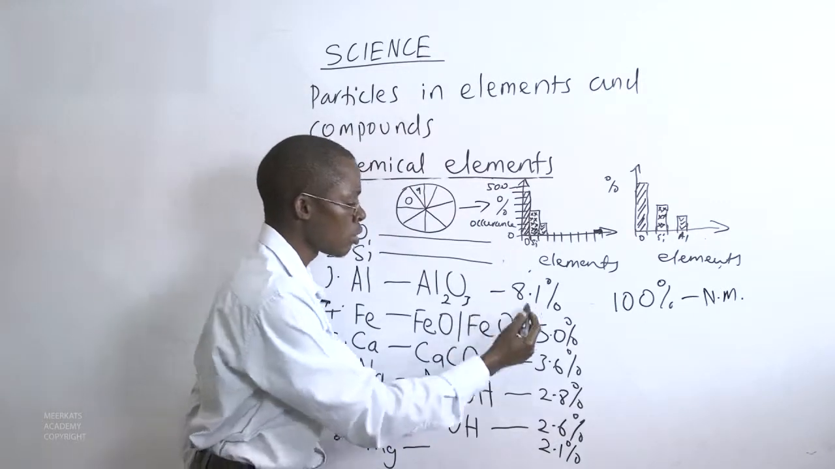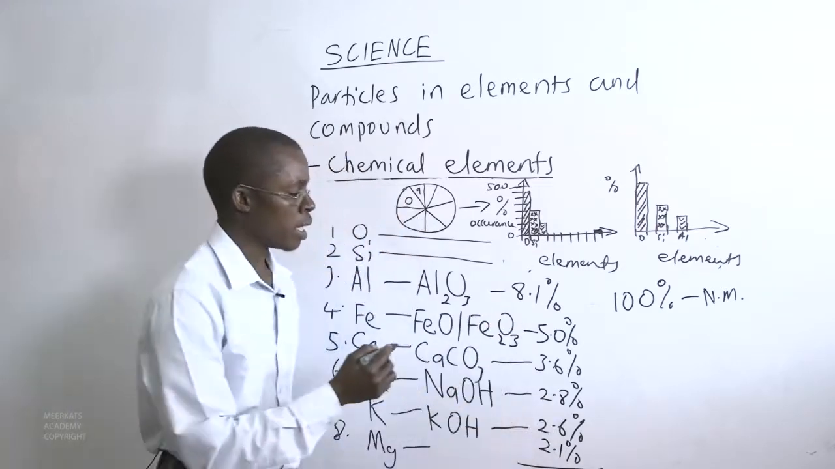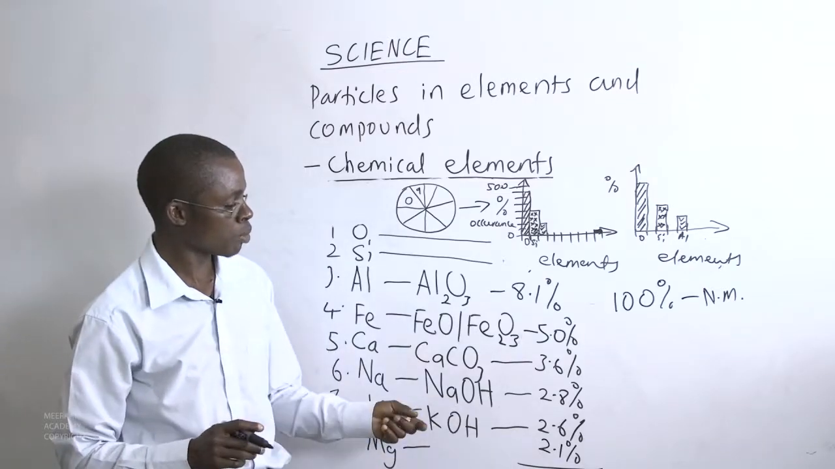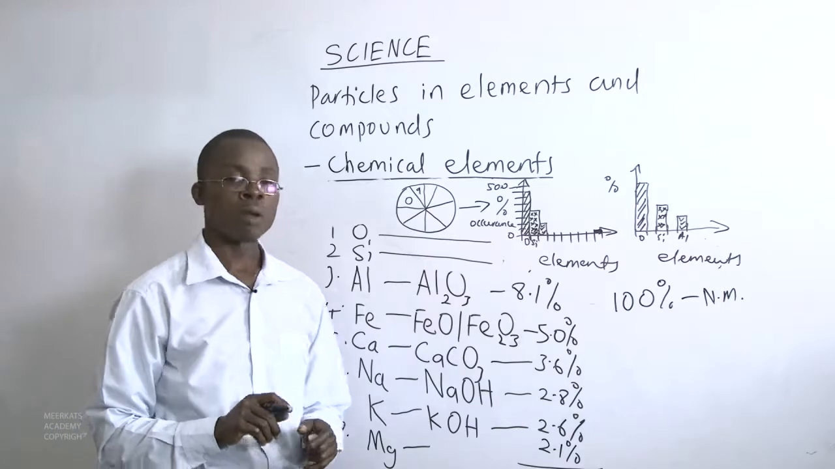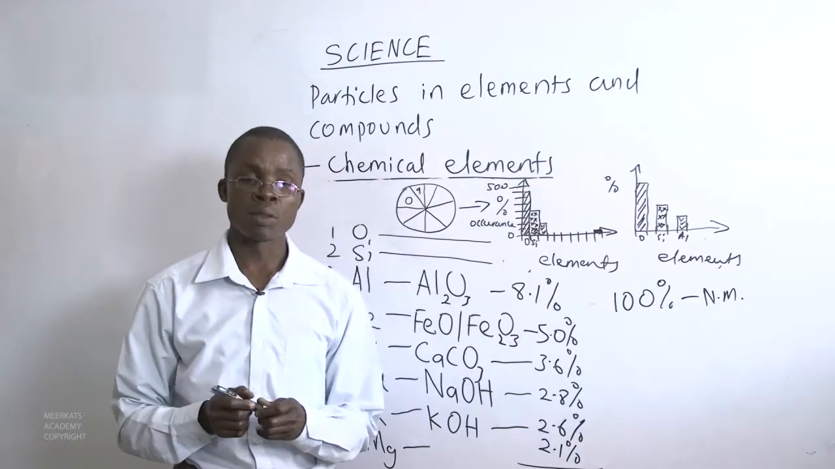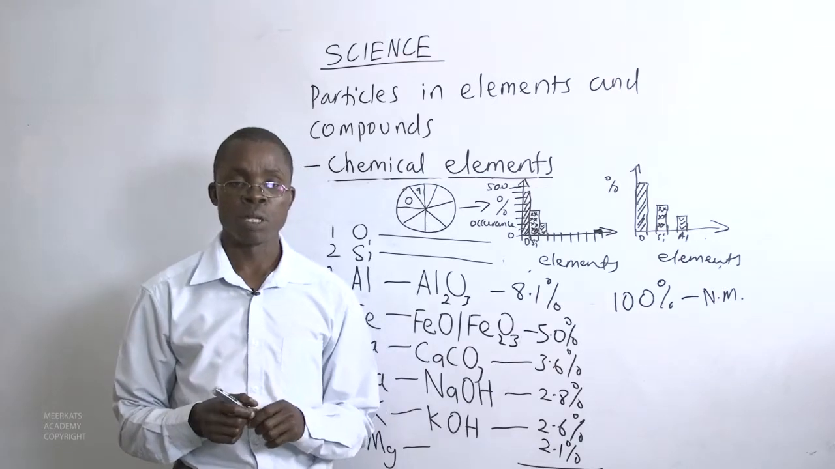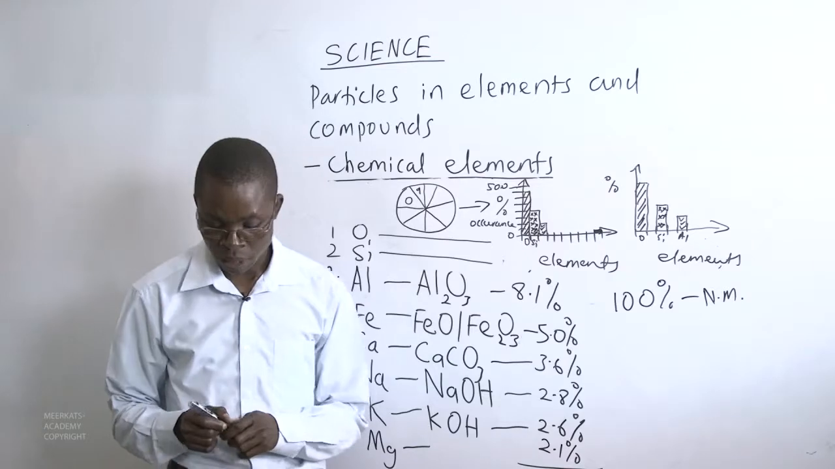Alternatively, you can get the total of the metals. As you can see all of them here, get the total of 8.1, 5.0, 3.6, 2.8, 2.6, then lastly 2.1. Remember, we cannot include others because others means a mixture of the two. Even if we have something there, we shall just get the estimated percentage.